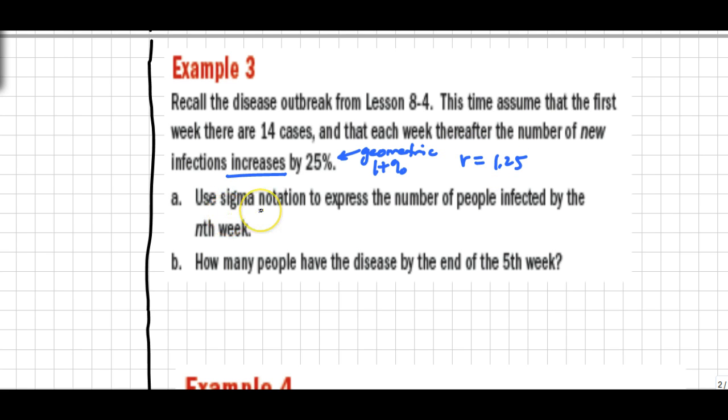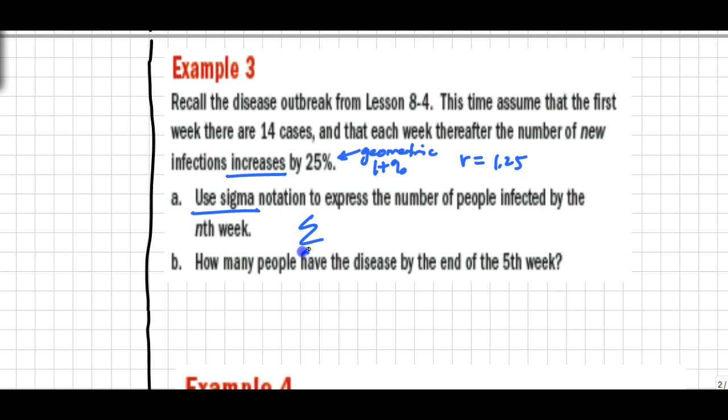Next, use the sigma notation to express the number of people infected by the nth week. Again, it's implied here that we're trying to find the total number of people infected, not just the new cases. So there's an implication here that this is indeed a series. It's also a series because they want us to use sigma, and sigma means we're adding up the terms.